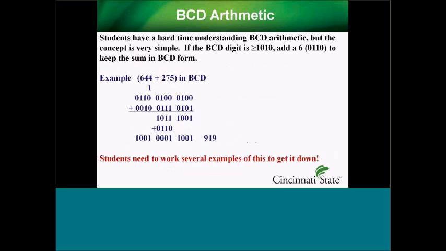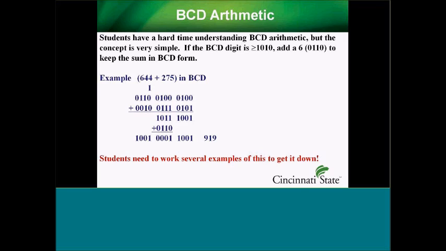Okay. BCD arithmetic is another thing that students find tricky. It's widely done. The problem here is trying to emphasize to them that the binary coded digits are 0 through 9. So if you add some things up, like take this number 644 plus 275 in BCD, 5 plus the 4 gives you 9, but that 4 plus the 7 is going to give you 11. You can't represent 11 in a single BCD digit.